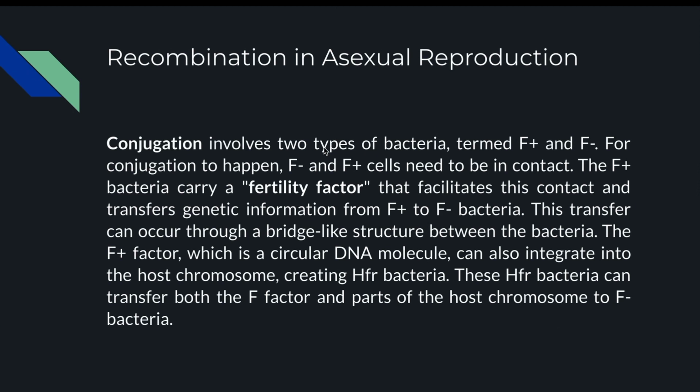Conjugation involves two types of bacteria termed F plus and F minus. For conjugation to happen, F minus and F plus cells need to be in contact. The F positive bacteria carry a fertility factor that facilitates this contact and transfer genetic information from the F plus to F minus bacteria. This transfer can occur through a bridge-like structure between the bacteria.